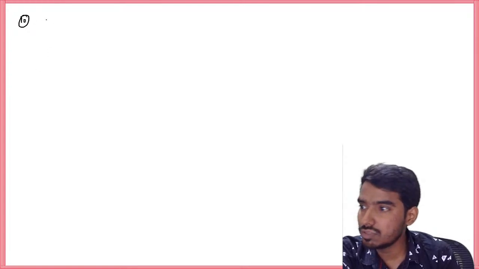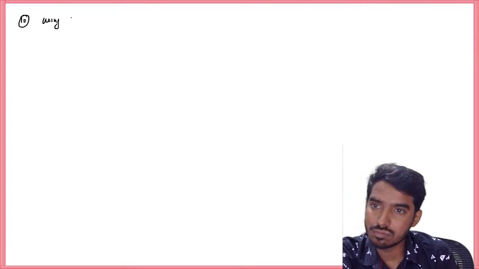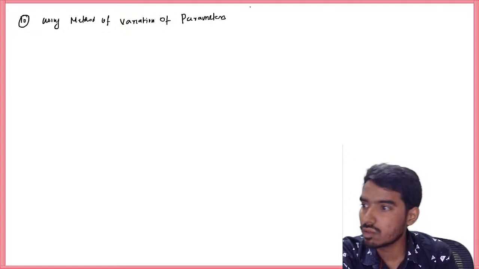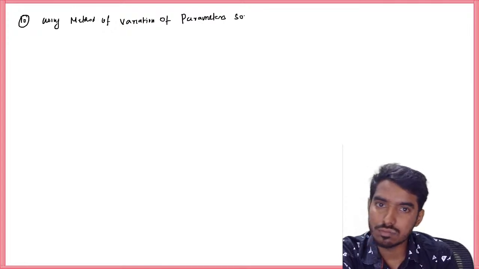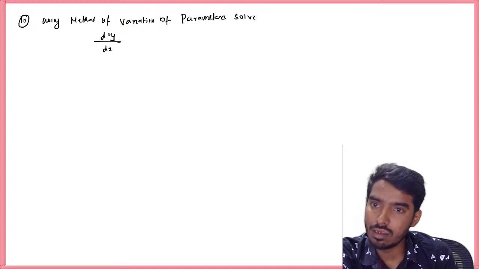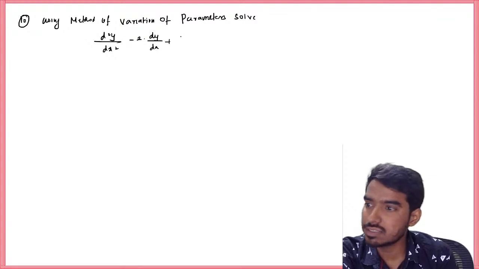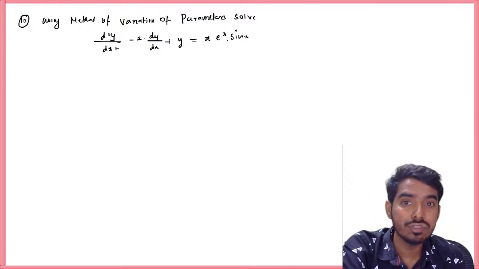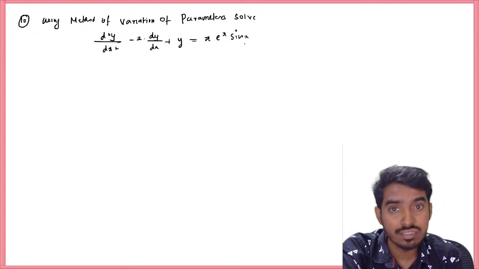So using method of variation of parameters, solve d square y by dx square minus 2 times dy by dx plus y is equal to x e power x sin x. You can solve without using variation of parameters also. You can solve this problem.